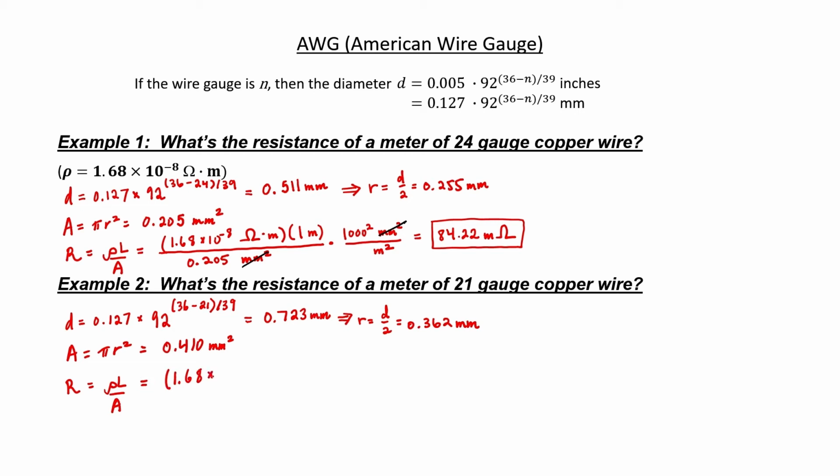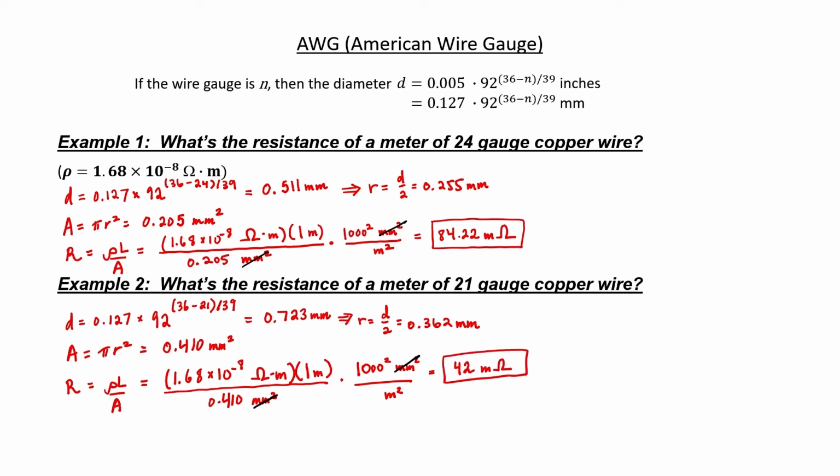We again have all the information we need in order to find the resistance of 1 meter of this wire. I want you to notice that the resistance is almost half of what it was with the 24 gauge wire. And in fact, this turns out to be approximately true for all gauges. If you reduce the wire gauge by 3 units, you effectively double the conductivity of the wire. So that's a good rule of thumb that's worth remembering.